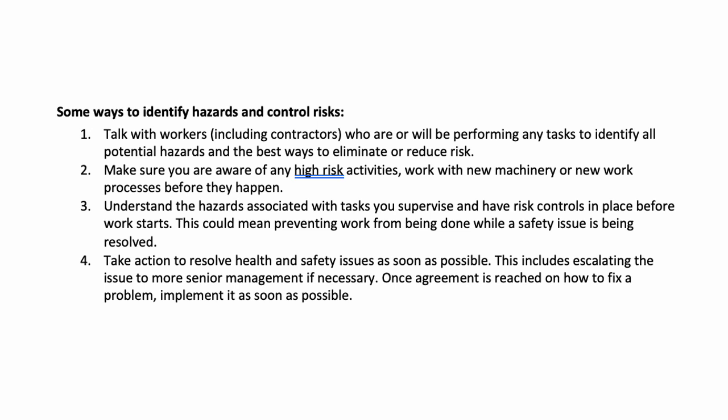Make sure you are aware of any high-risk activities. Work with new machinery or new work processes before they happen. Understand the hazards associated with tasks you supervise and have risk controls in place before work starts. This could mean preventing work from being done while a safety issue is being resolved. Take action to resolve health and safety issues as soon as possible. This includes escalating the issue to more senior management if necessary. Once agreement is reached on how to fix a problem, implement it as soon as possible.